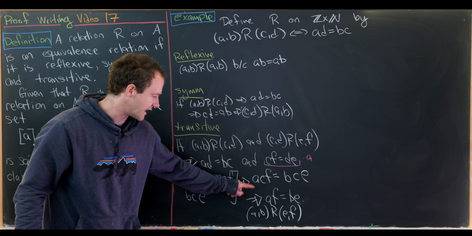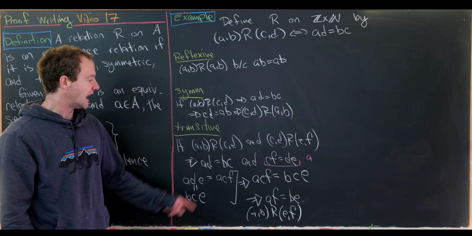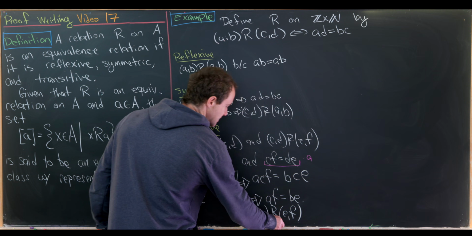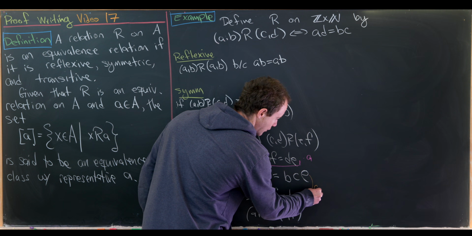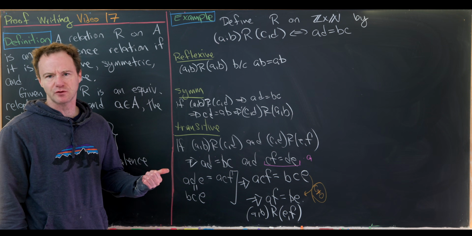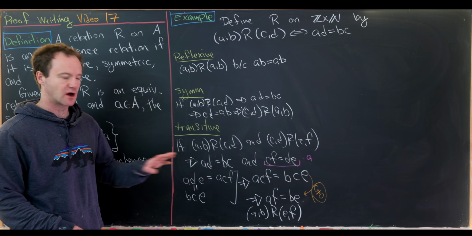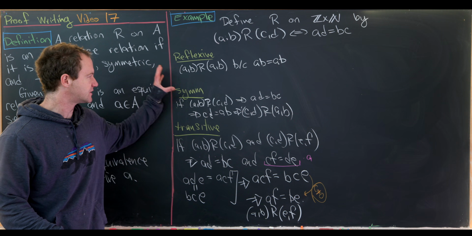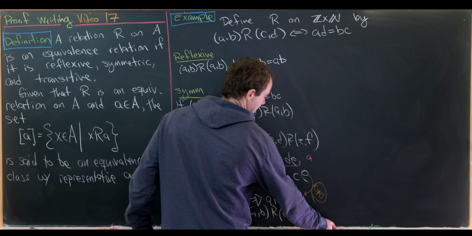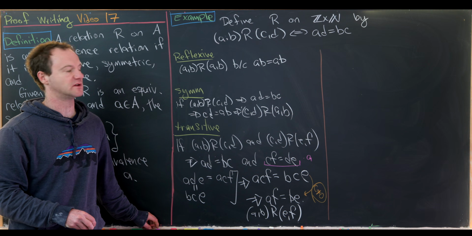And you might be worried right here at this step where we canceled c or divided by c. And you would be right to worry about that because c is allowed to be 0. So this step right here can only occur if c is not equal to 0. So in fact, you'd have to repeat this in the case that c was equal to 0 to finish the thing off. But I'll let you do that on your own. Okay, so that's a sketch of transitivity. And then we have reflexivity and symmetry. Okay, so now let's look at some equivalence classes.